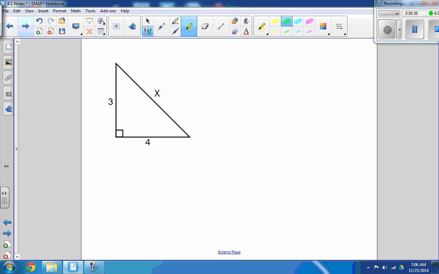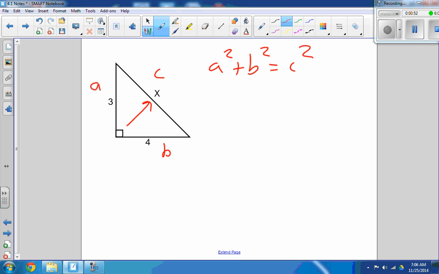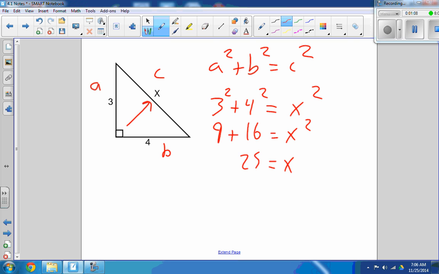So let's try and solve some. So we've got a squared plus b squared equals c squared. Now, it doesn't actually matter which one's a and which one's b, but c has to be the hypotenuse. Remember, the hypotenuse is across from the 90-degree angle. So 3 squared plus 4 squared equals c squared. 3 squared is 9, 4 squared is 16, 9 plus 16 is 25. So x is the square root of 25. Now, you should know the square root of 25 is 5.